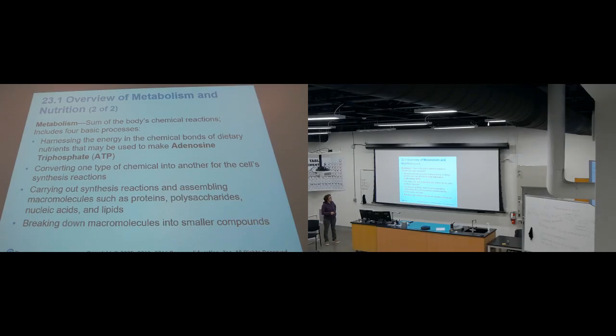So the two major divisions of metabolism are catabolism and anabolism. In catabolism, you break down large molecules into small molecules. In anabolism, you do the opposite. You bring together two small molecules to form a large molecule. And all of these will help in anabolism to form macromolecules like proteins, polysaccharides, lipids, and nucleic acids, which are the basis of our cells.